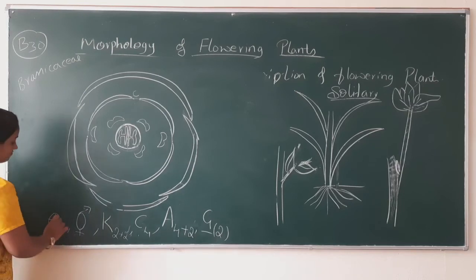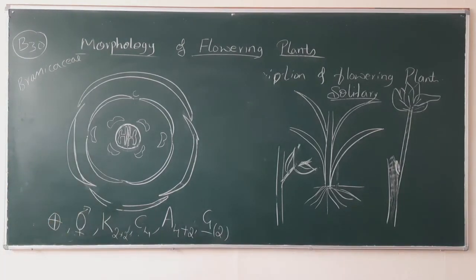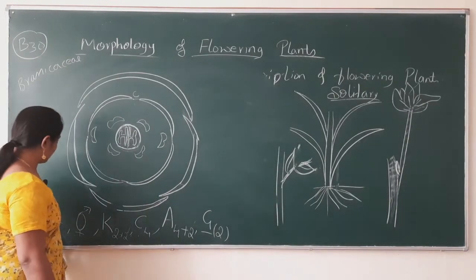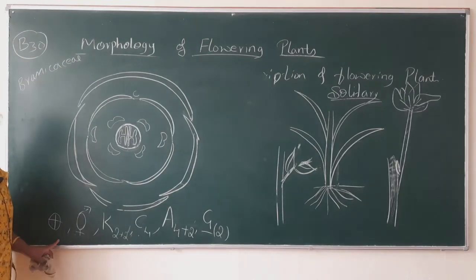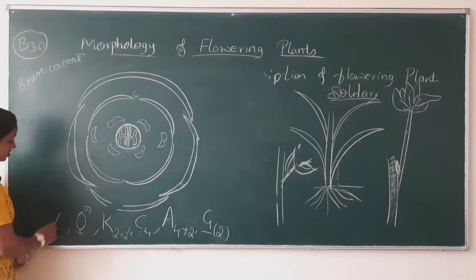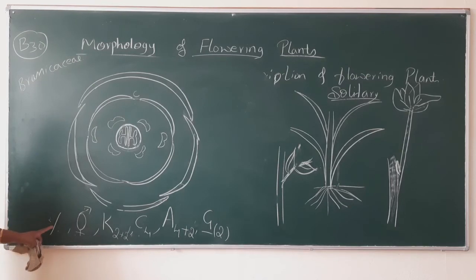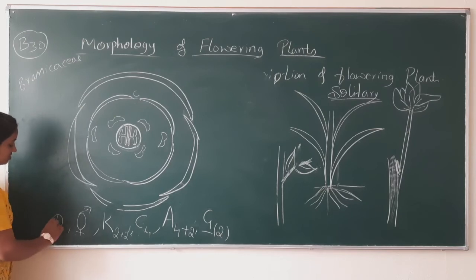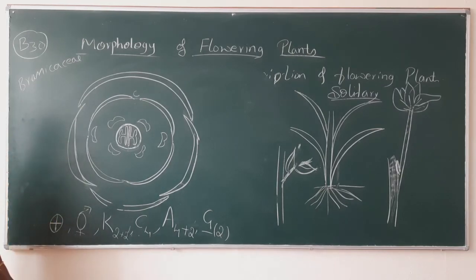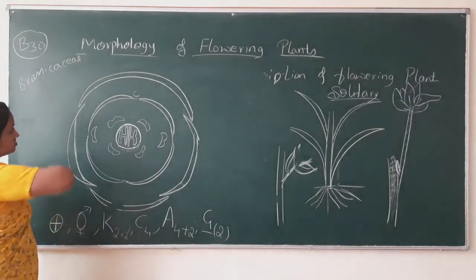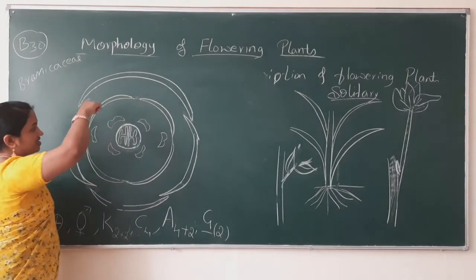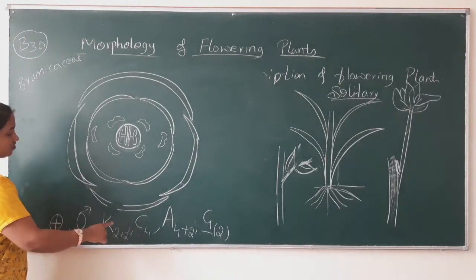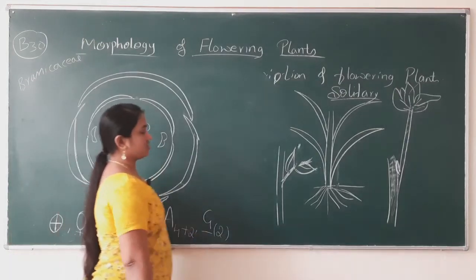And next, the first thing you have to mention here is whether the flower is actinomorphic or zygomorphic. If it is actinomorphic, you have to write this symbol. If it is zygomorphic, if you write the percentage symbol, it indicates the flower is zygomorphic. I am writing here the plus mark. It means the flower is actinomorphic. So this is the floral diagram of the Brassicaceae family, and this is the floral formula of this floral diagram.